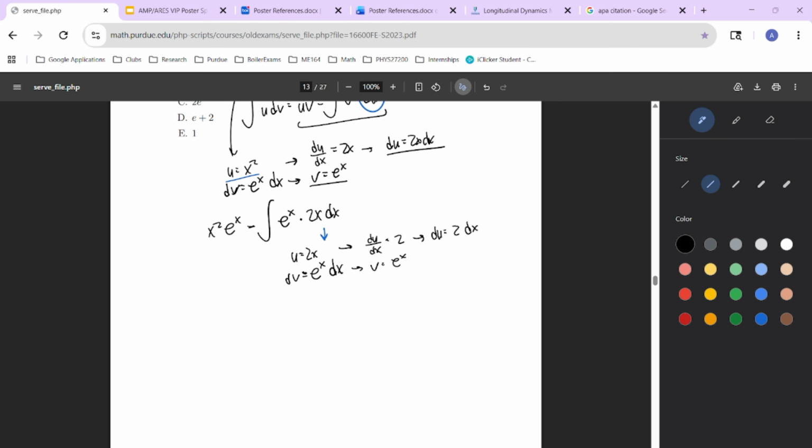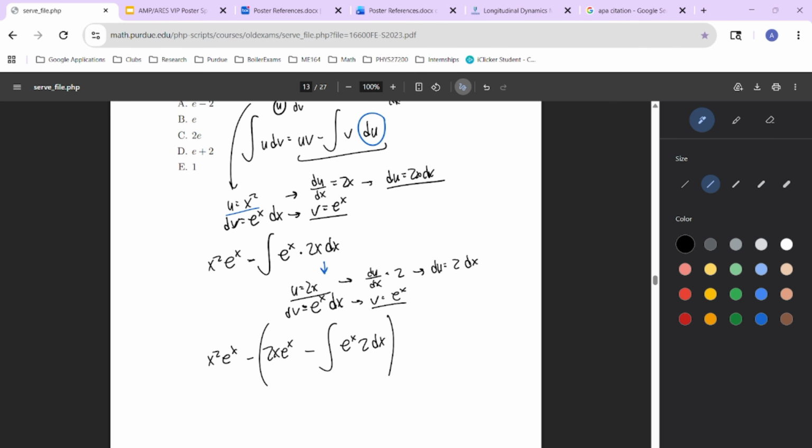So I write everything out here again. x squared times e to the x, minus, in parentheses, our v function e to the x multiplied by our u function 2x, which is 2x e to the x, minus the integral of v, e to the x, multiplied by du, which is 2 dx. And as you'll notice, we have reduced the integral down to just e to the x multiplied by a constant, so it becomes possible to do with no more integration by parts.